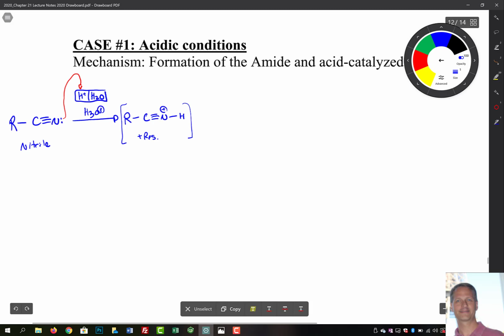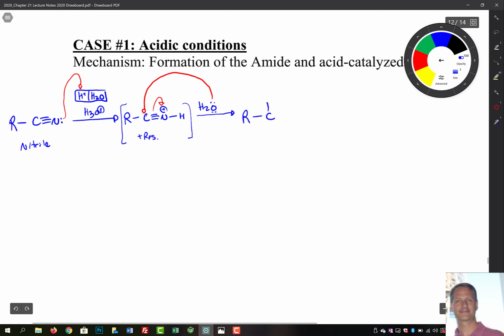Now what we're going to do next is add water to this. When we add water, let's think about where it's going to go. The water's going to come around and grab hold of that carbon right there. What that gives us is our carbon with an OH2 on it from water, and a double bonded nitrogen with a lone pair and an H atom on it.